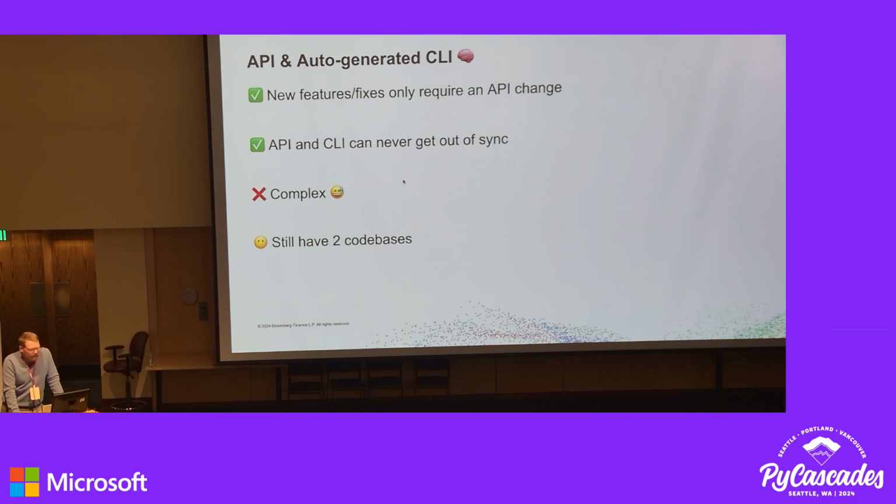Well, when your CLI is auto-generated, new features and fixes only require an API change. And because of this, the API and CLI can never get out of sync. One big disadvantage is it's a lot more complex than a purpose-written CLI. And it should be noted that even with this design, you still have two code bases and you need to deploy a separate API and CLI. But the advantage comes from how this scales over time.